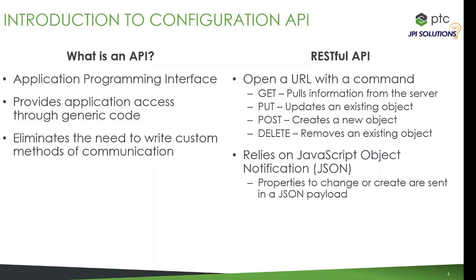As I said, the PUT and POST commands require passing certain properties into the server, and the server needs to have a common language to identify that. In this case, the configuration API relies on the commonly used JSON format.